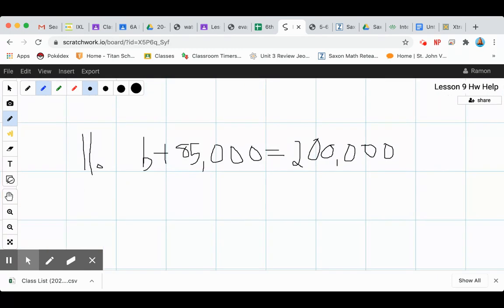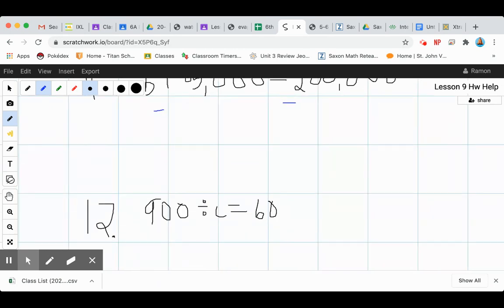For 11, we have b plus 85,000 equals 200,000. So to find the value of b, we're going to use our inverse operations. We're going to subtract 85,000 from both sides and then find the difference of 200,000 and 85,000.